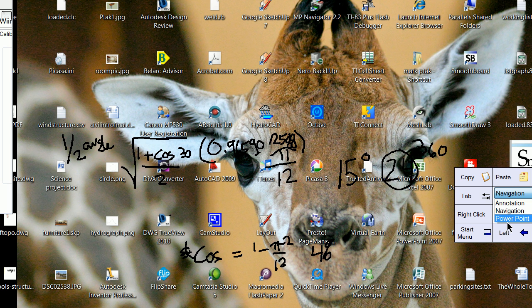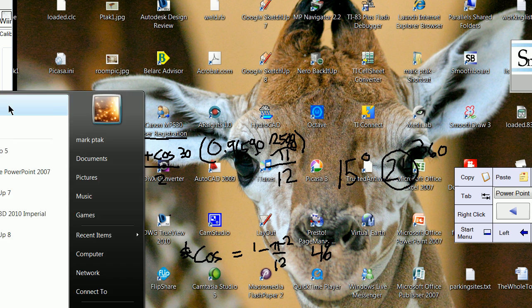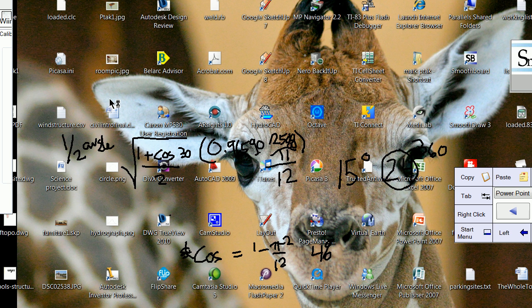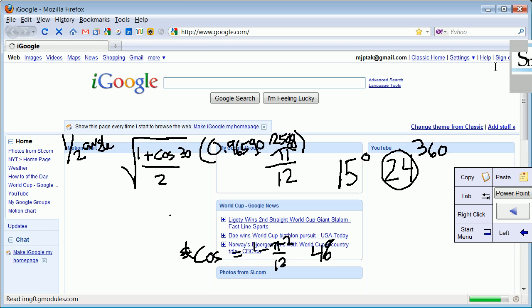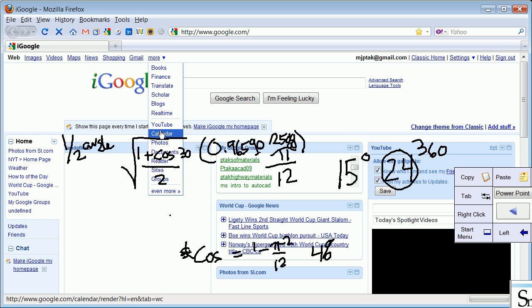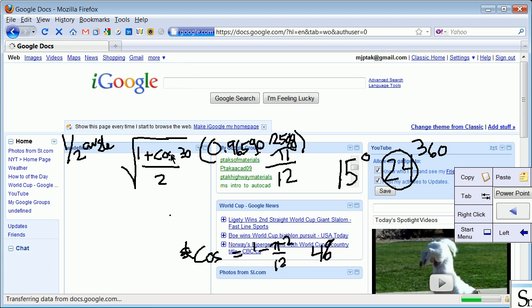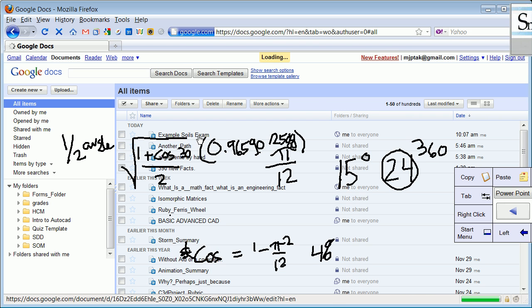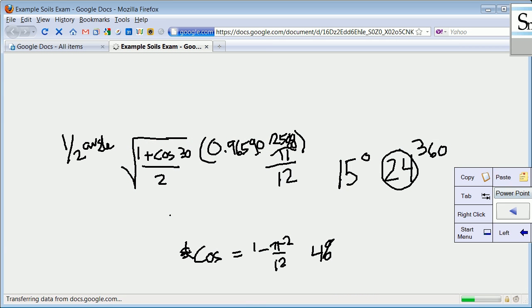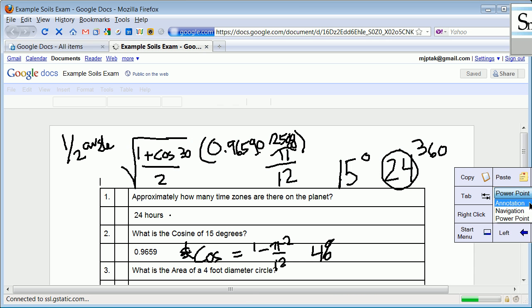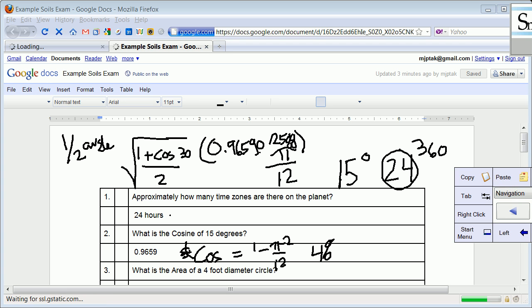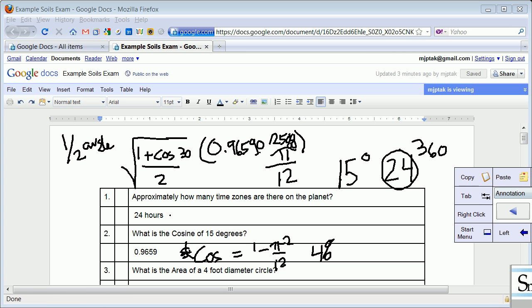I'm going to go back to PowerPoint. I closed out and lost my document. So let me go back and get it. And in a second, I will get off of the Smoothboard thing. Out in my document, I'm out in Google. I'm in more documents, and I was in the example soils exam. So somewhere on here I can go ahead and go to navigation and then go to annotation and delete the annotations. I think we'll see whether it takes it all.